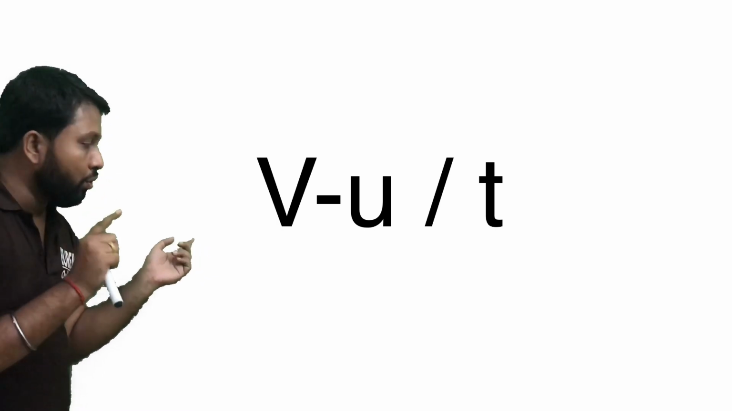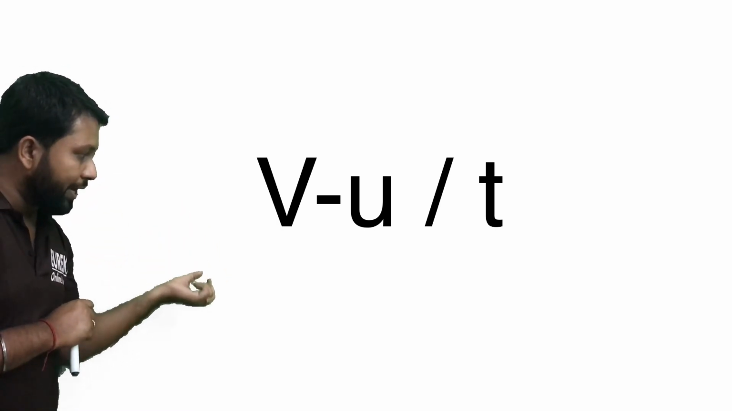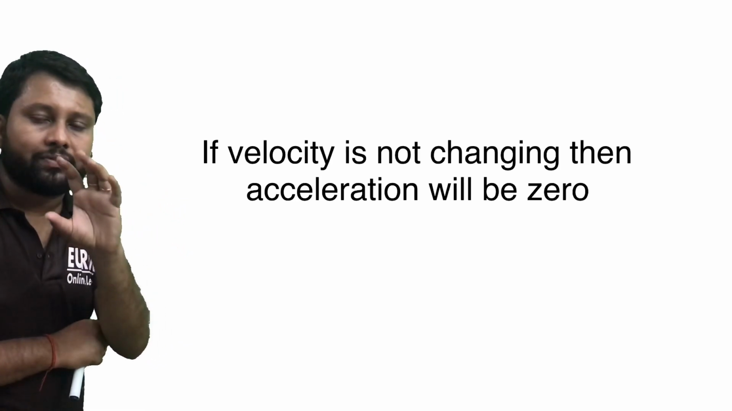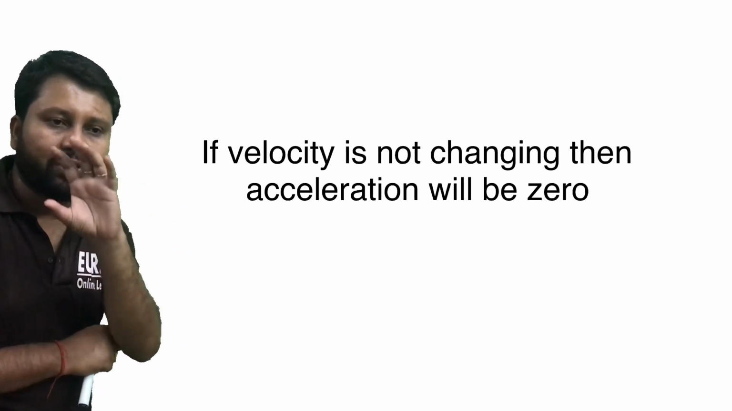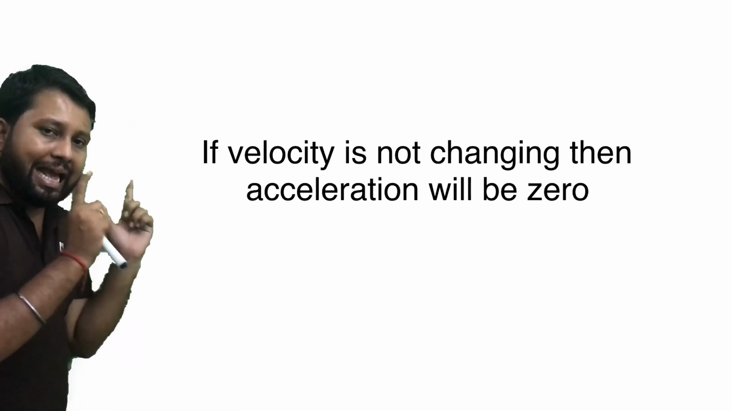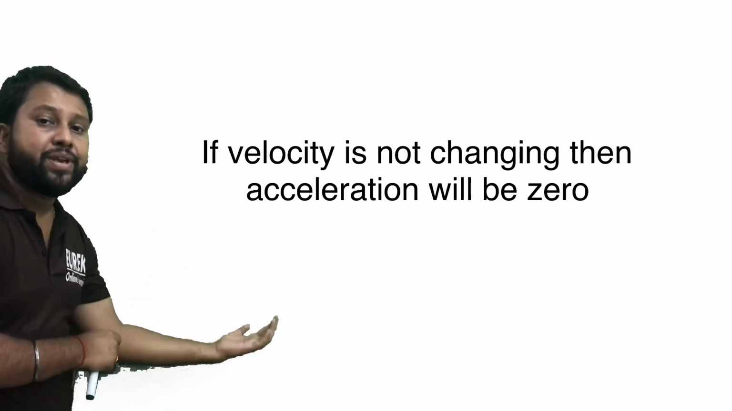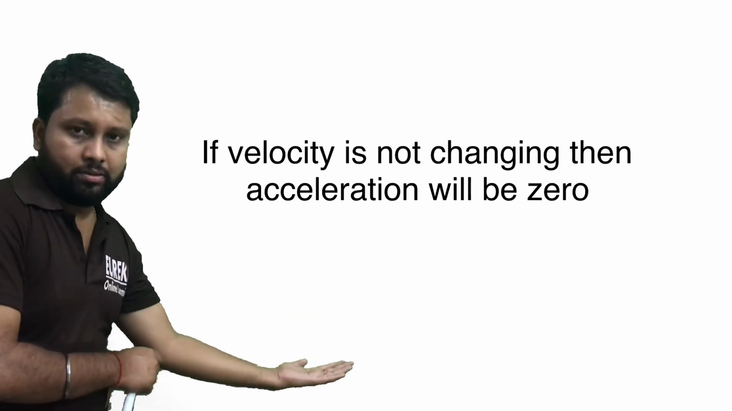One important thing to note down: only if the body is changing its velocity will it have acceleration. Otherwise the body will not have acceleration. If the body's velocity is not changing, the acceleration will be 0. And the SI unit of acceleration is meter per second square. We'll take an example.